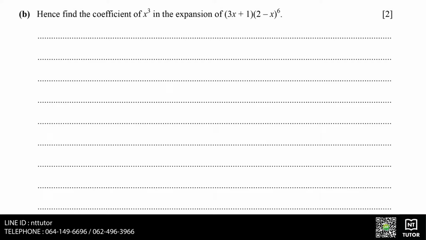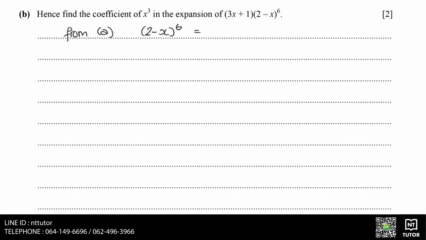B. Hence, find the coefficient of x cubed in the expansion of (3x + 1) multiplied by (2 - x) to the power of 6. In A-level questions, they like to lead you to your answer. So sometimes your answer comes from the first part of the question.